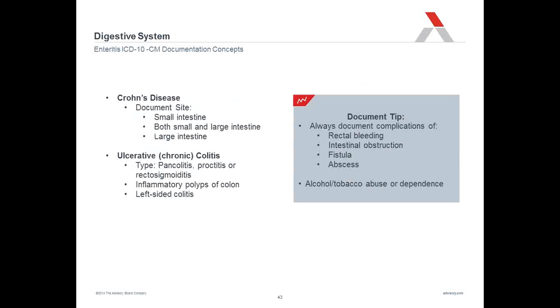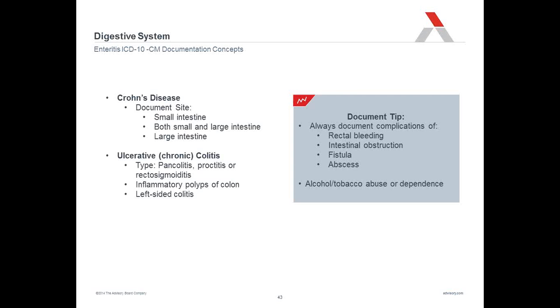Those are things that you will see are common themes that will run through the remainder of the slides that we'll be going through. Here again, in terms of documenting around enteritis, we're talking about documenting the site, the type, the laterality, and also document complications of rectal bleeding or obstruction, fistula, or abscess if they are present. And remember to include the use of alcohol or tobacco in your documentation.